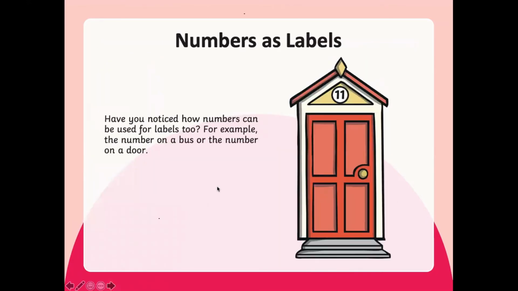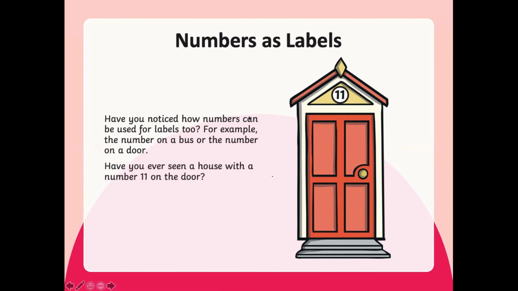Numbers as labels. Have you noticed how numbers can be used for labels too? For example, the number on a bus or the number on a door. So some people, their house number is number 11, or the bus can have the number 11 on it, all right? So we don't only use 11 for sweets or for other things when we're counting, but we can actually have house numbers. Somebody can live in 11 Roseberry Street, for example.